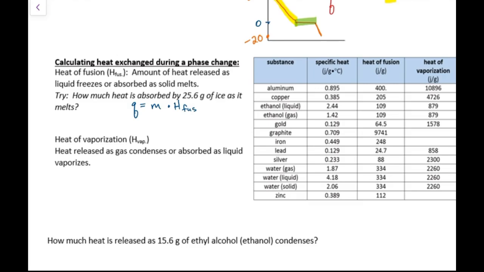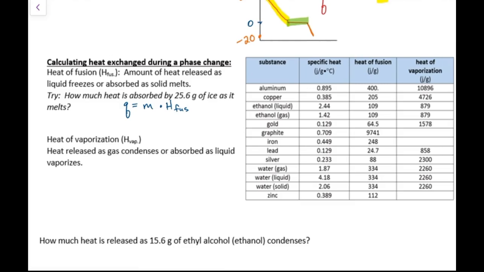So fusion is involved anytime we have a solid. So if we're going from solid to liquid or liquid to solid, so melting or freezing, we're going to use heat of fusion. And if you look over here in our table that I've given you, heats of fusion given to you in joules per gram is right there on that table. So it's just a matter of plugging in your mass, which was given to you in the problem, making sure you have the right substance. So if it's saying ice, that means water. And then plugging in the heat of fusion, and for water, the heat of fusion is 334.